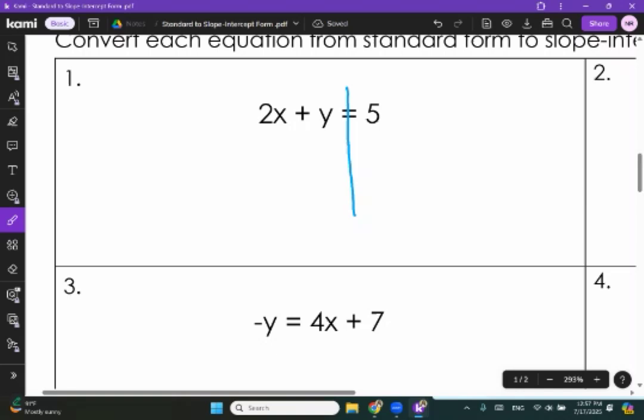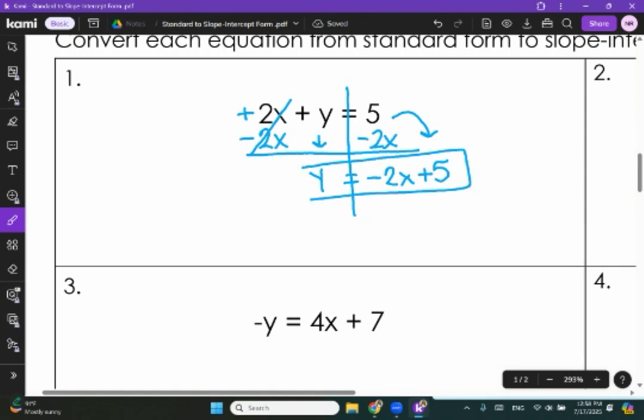First thing we're going to do is move our x term. Our x term is positive. The opposite of plus is minus. Okay, you bring down the y. These do not combine because this term has an x, this term is just a constant. But you always bring down the x term first and move the constant to the side. The constant is positive, so you connect it with the plus sign, and you have solved for y.